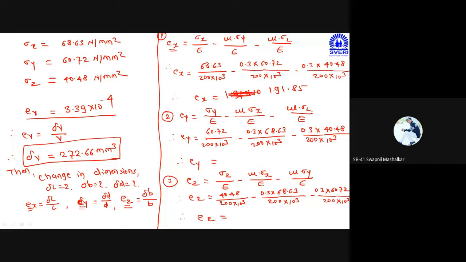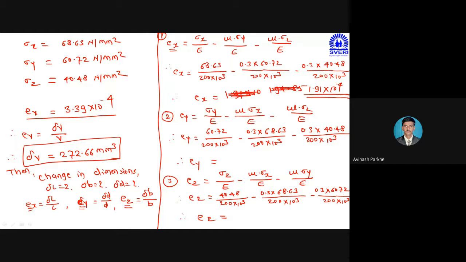Sir, the minus sign has come in epsilon y. 1.91 into 10 raised to minus 4. This is also accepted. 1.91 into 10 raised to minus 4.